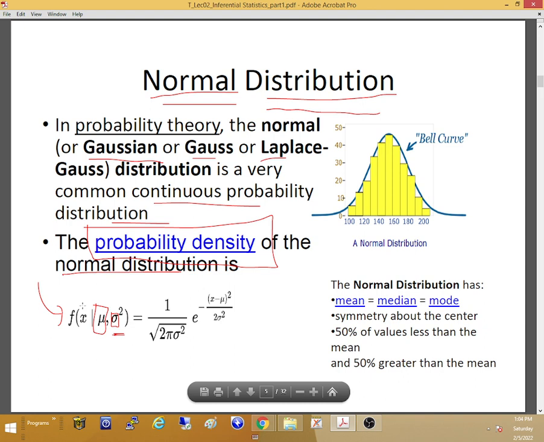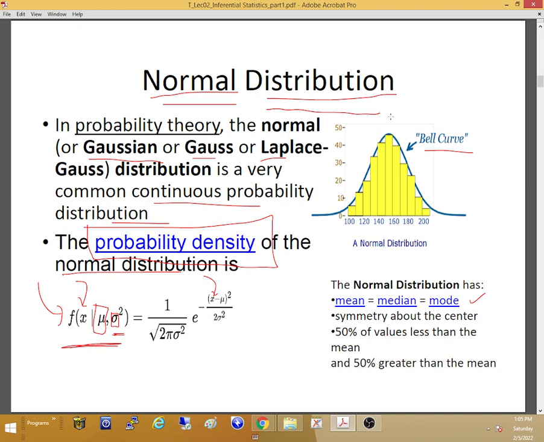In case of the normal distribution, the mean, median, and mode will be the same. That means it's symmetric around the center. So 50% of the values are on the left side and 50% on the right side: 50% of the values are less than the mean, and 50% are greater than the mean in case of normal distribution.